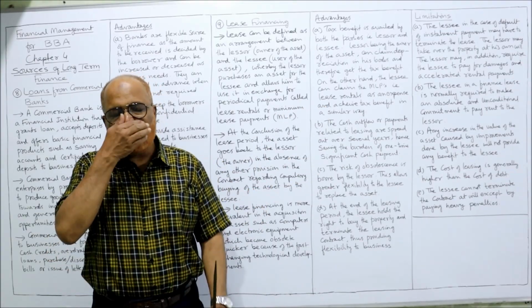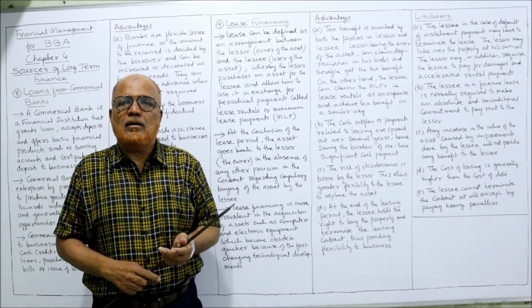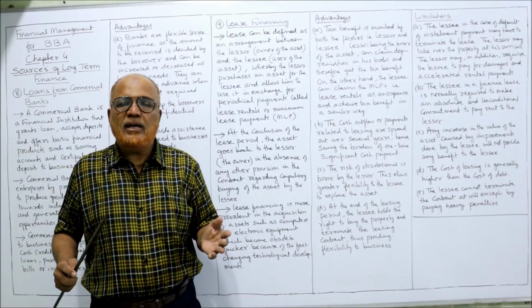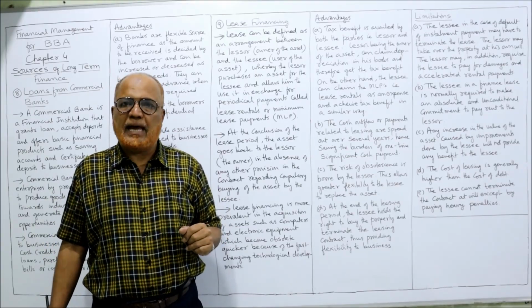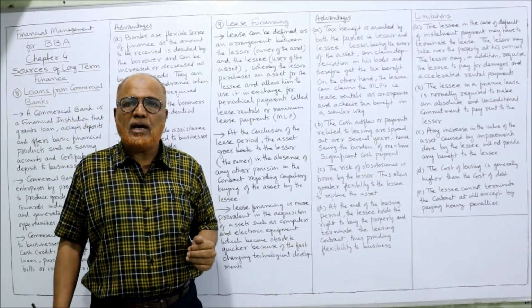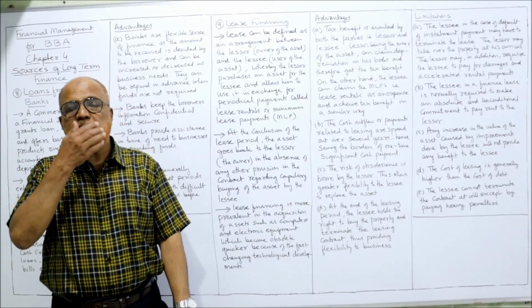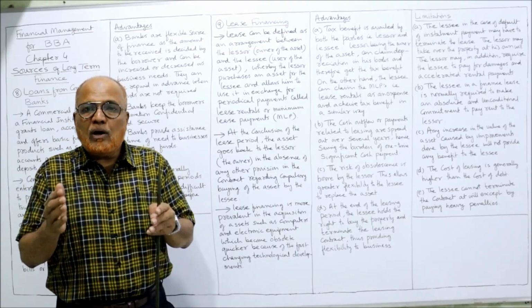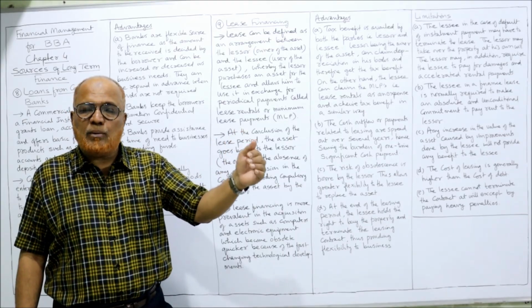purpose of lease. For example, I'm having a business. I need a car, but I don't have the money to purchase the car. The cost of the car, let it be 20 lakh. I cannot invest 20 lakh. I don't have so much money. I will approach the leasing company. The leasing company is the lessor. Now they will purchase the car, the 20 lakh rupees car, the leasing company will purchase.